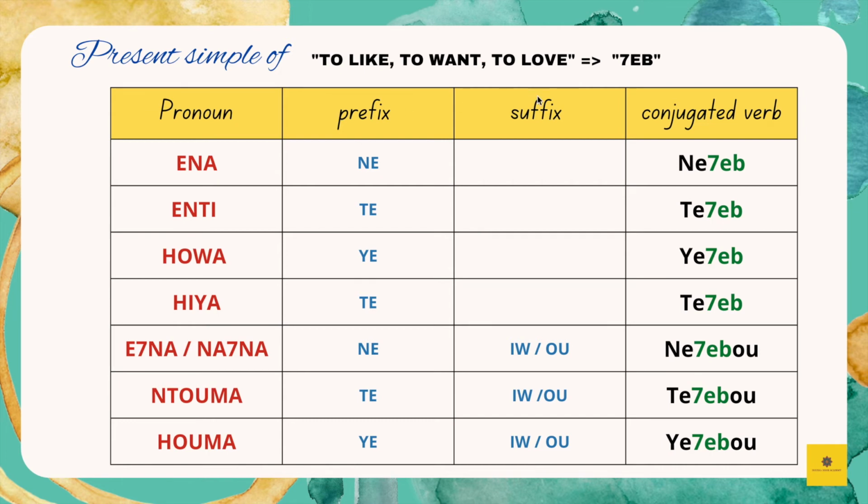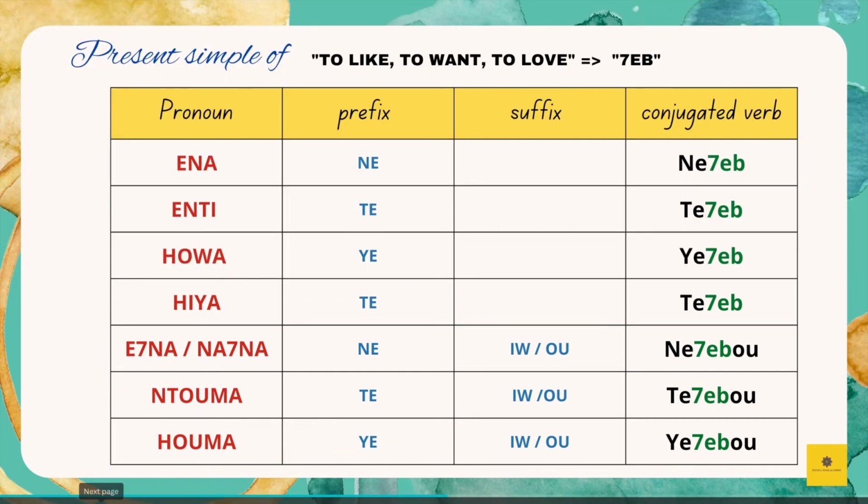We have the root of the verb plus ن. أنتِ تحب. هو يحب. هي تحب. احنا نحبو. نتوما تحبوا. هما يحبوا.